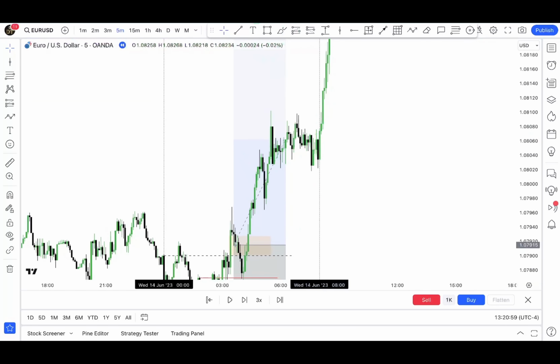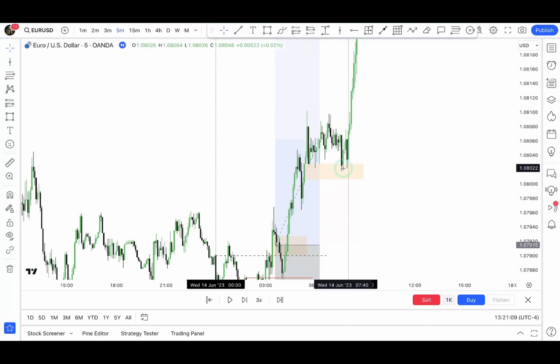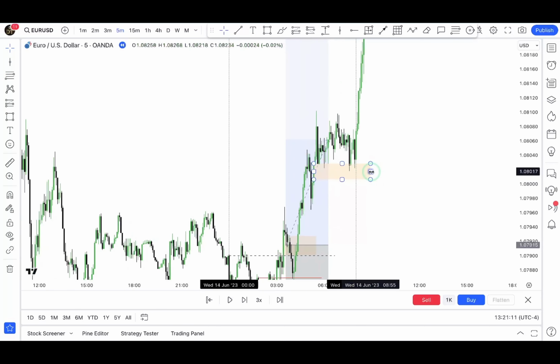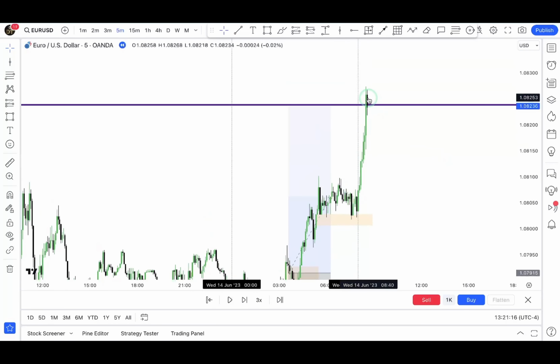But if you want to go back to the example, here you have the fair value gap. You have 1, 2, 3 options to enter. That should be enough for you to get the New York Open entry. And there you have your target.